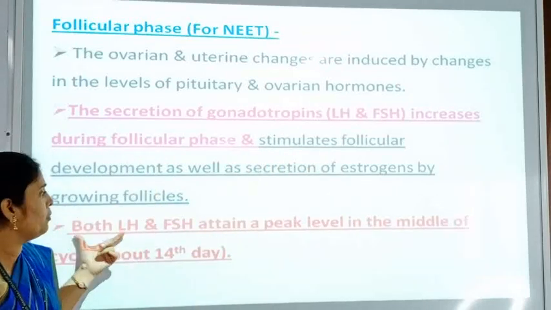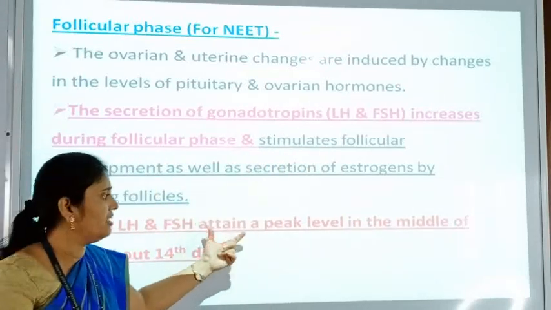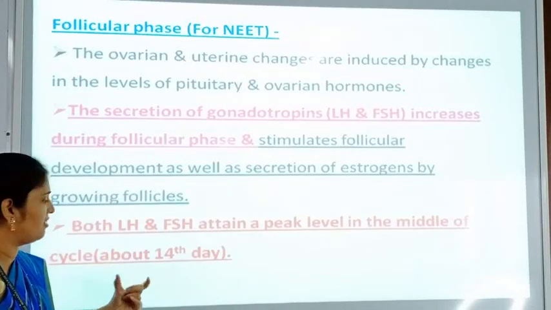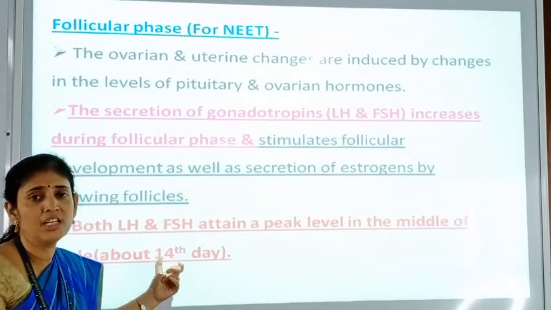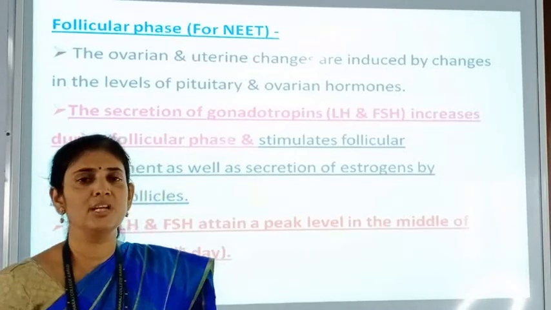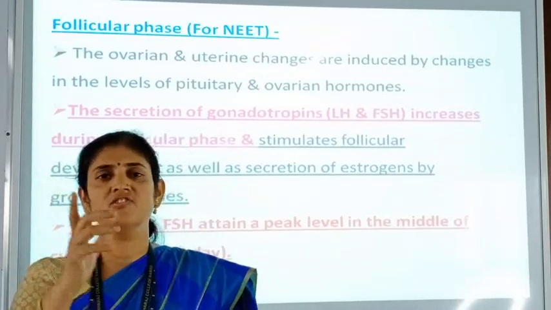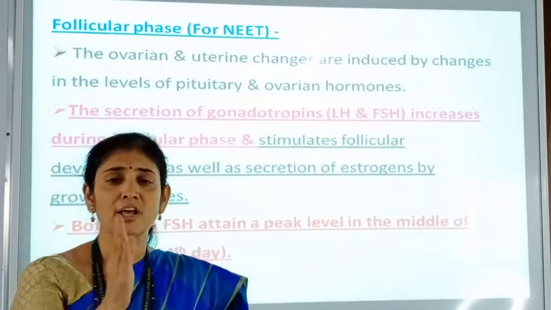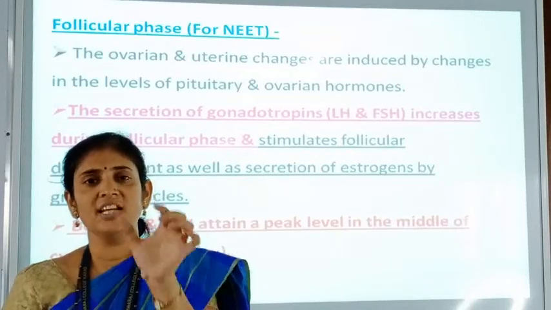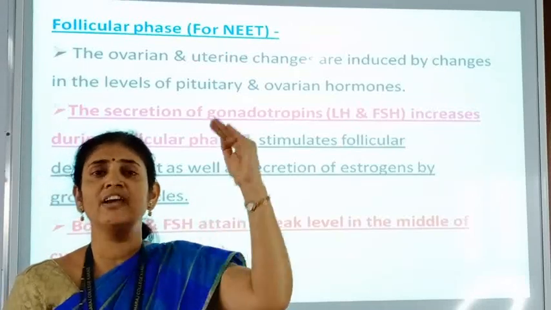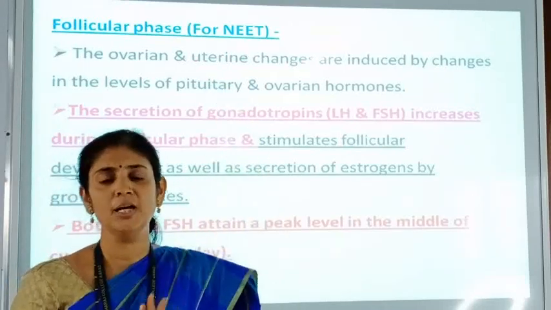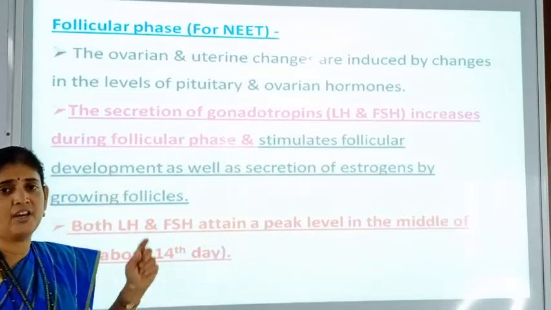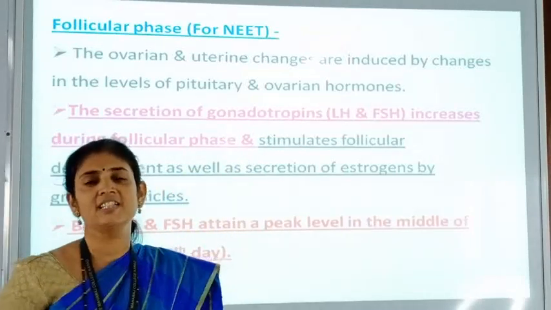So here both LH and FSH attain a peak level in the middle of the menstrual cycle, that is about the 14th day. जे बरोबर मेन्स्ट्रुअल सायकलचा जो मध्य आहे, 28 दिवसांची सायकल बघितली तर मध्य कुठे येणार आहे, 14 आणि 28. तर 14व्या दिवशी जर बघितलं तर LH आणि FSHचं सिक्रिशन अतिशय हाय लेवलला किंवा पीक लेवलला आपल्याला झालेलं बघायला मिळतं. सो हिअर दीज बोथ पॉईंट्स विच आर अंडरलाईन्ड आर व्हेरी मच इम्पॉर्टंट फॉर द नीट एक्झाम, दॅट वी हॅव टू रिमेंबर व्हेरी केअरफुली.